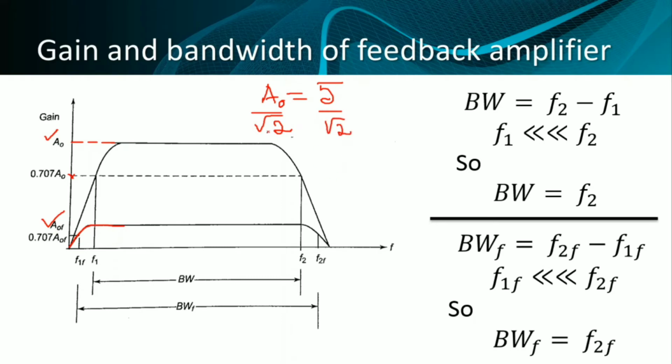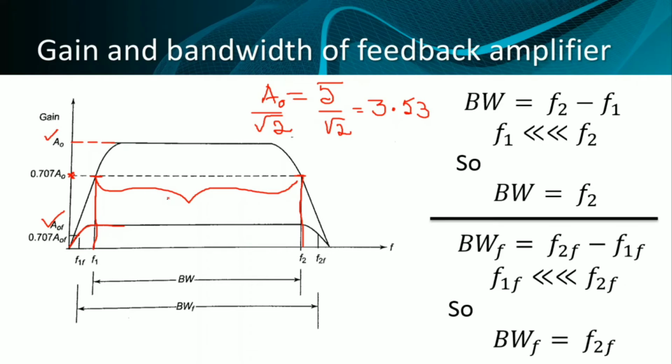What is this 5 by root 2? It is nothing but 0.707 of A0, which is 0.707 of 5, whose value will be approximately 3.535. So I'll take 3.53. Now I'll mark the point which is 3.53 and take the frequency values here. This is F1, and this is F2. Between these frequencies, we say this is the bandwidth. It means that between these two frequencies, we get maximum gain.